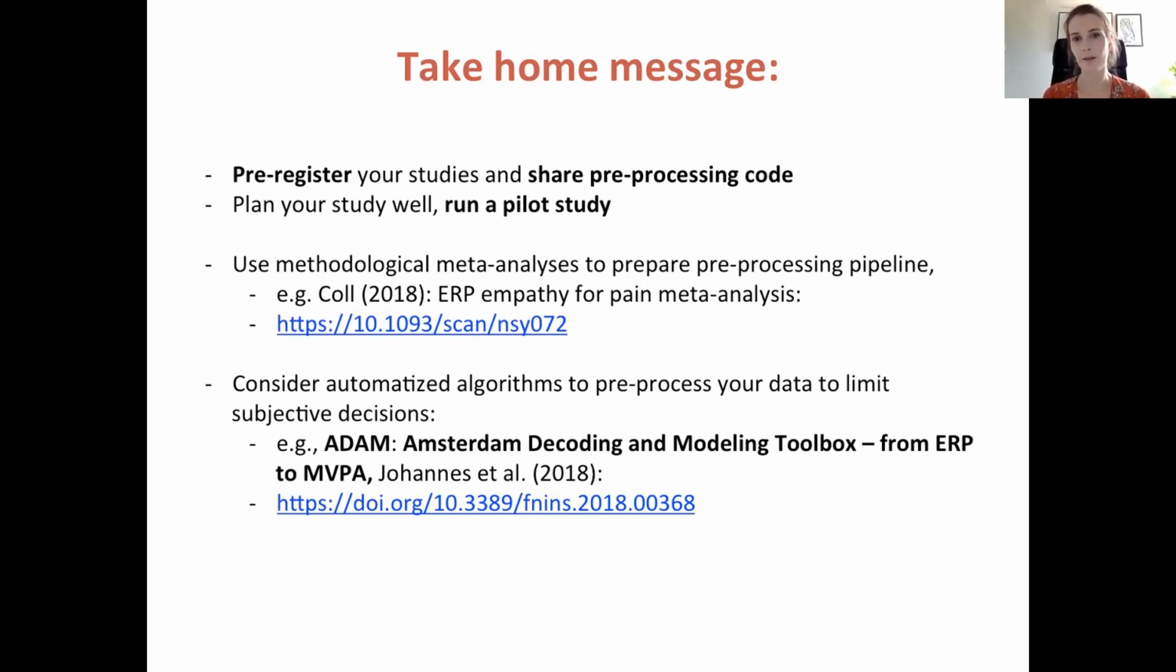If you're planning to apply some difficult, complex data, then it's best to really look at different meta-analyses focused on the method that you plan to use, to see how those studies could be pre-processed and to avoid different difficulties. And finally, you can consider some algorithm that could help you pre-process the data to limit some subjective decisions. So depending on the type of data you use, there are different available automatized algorithms. For example, here I just added an example of the ADAM toolbox that could help you to pre-process ERP data.